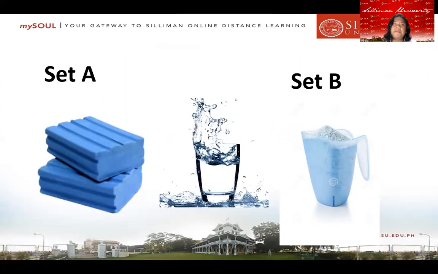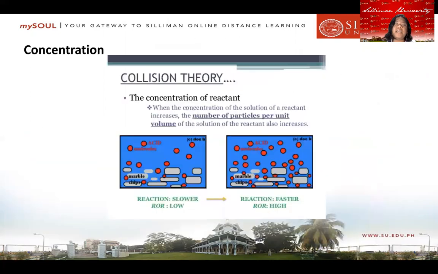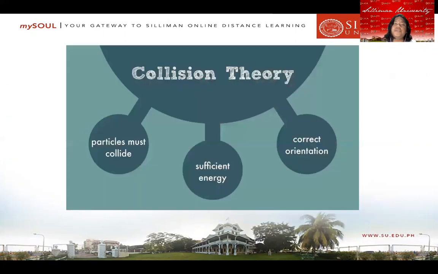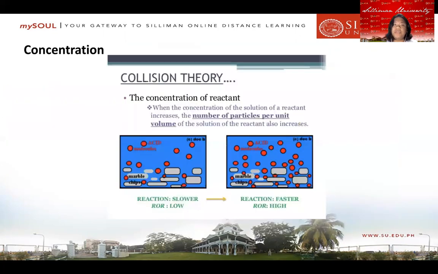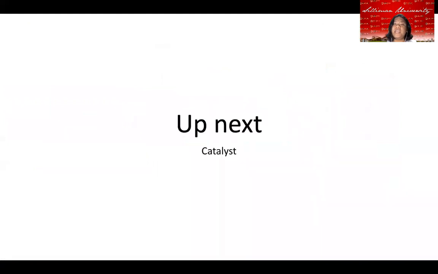So in summary, there are different conditions for your reactions to happen. The particles must collide, there must be sufficient energy, and there must be correct orientation or angle of collision. More importantly, you also need to consider the temperature, the concentration, and the surface area. Up next, we'll be talking about catalyst and the collision theory still, and how these affect our rate of reaction. That will be our next lecture.